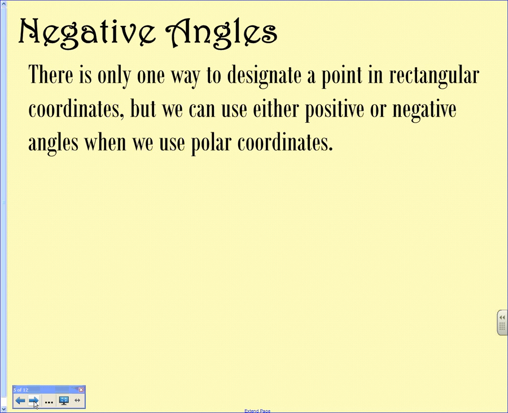I don't know. All right, so there's only one way to designate a point in rectangular form, using your coordinates. We only have one way to designate the point 4, 3, right? Just like you've done for years and years, dealing with your coordinate plane. But you can actually use positive or negative angles whenever you use polar coordinates. They are both allowed.